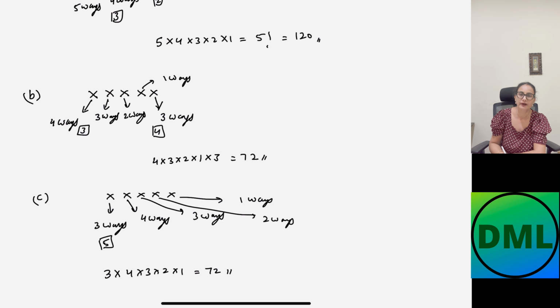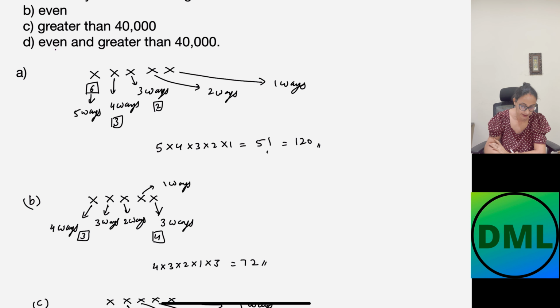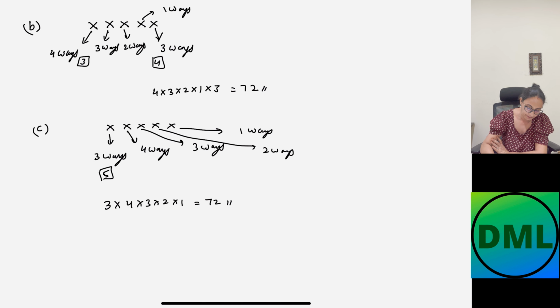Let's see the fourth part here. I have to make a number which is even and greater than 40,000. We have to make the number greater than 40,000 in which 4, 5 and 6 is there. But I have to make the even number also. For that, the last place should be either 2, 4 or 6. 4 is repeated at the first place and the last place. We have to do it separately. Let's do it separately here.